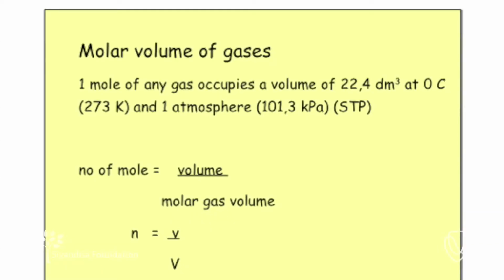So, still on the mole, we're now dealing with the molar volume of gases. And 1 mole of any gas always occupies a volume of 22,4 cubic decimeter at STP, and STP on the data sheet being 0 degrees Celsius or 273 Kelvin, and 1 atmosphere, 101,3 kilopascal. Those values are on your data sheet.